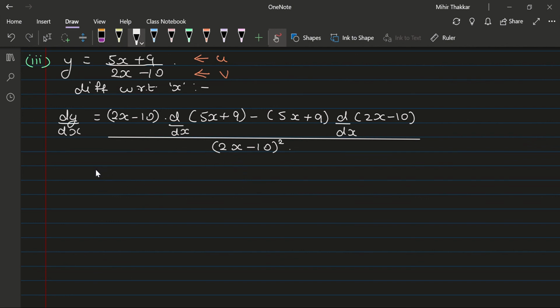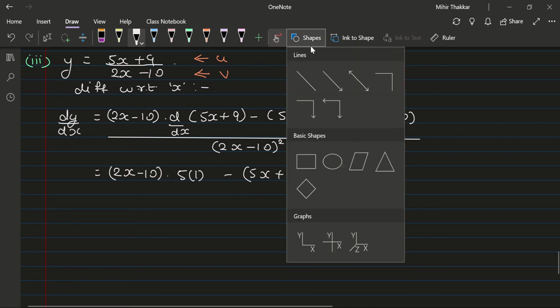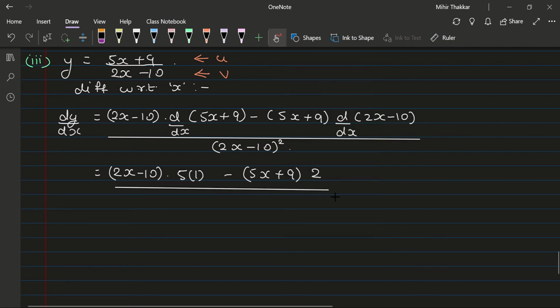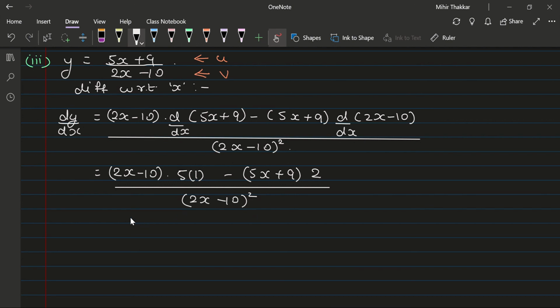So in such a case, we leave this 2x minus 10 as it is. 5x plus 9, so 5 into x, derivative of 5 is, 5 is as it is, derivative of x is 1 and derivative of 9 is 0. So I get 5, minus 5x plus 9 as it is, derivative of 2x is 2, derivative of 10 is 0. So I get just 2. So then denominator remains 2x minus 10 the whole square.